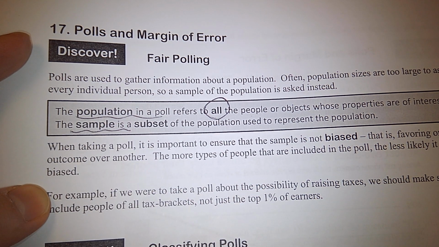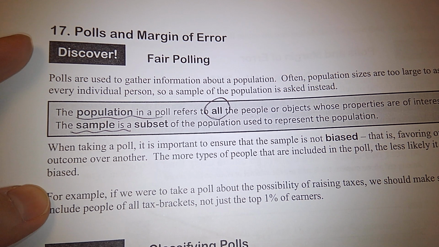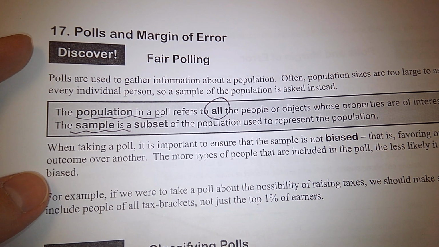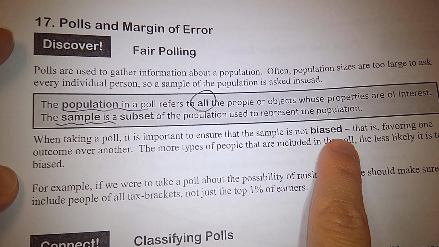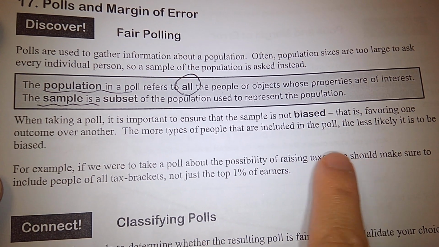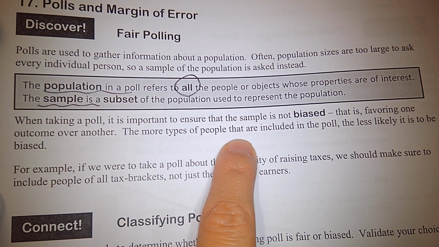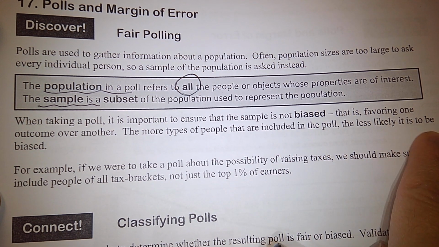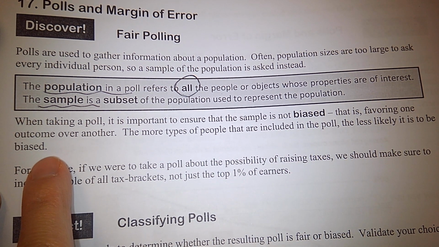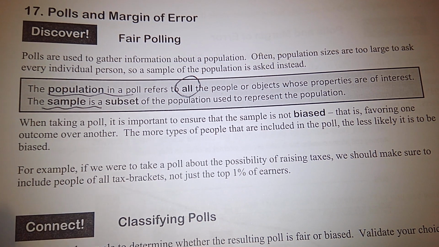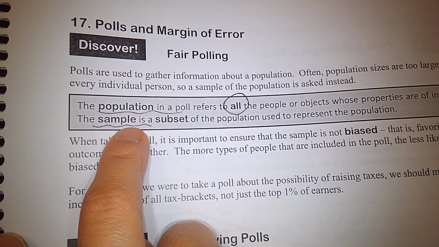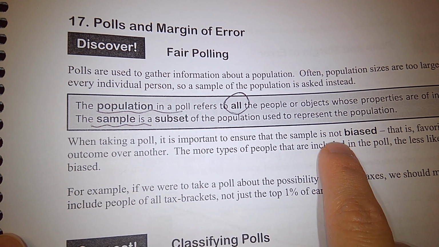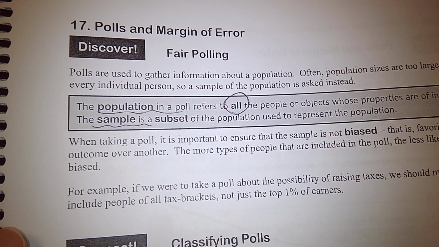Later, in the next 2 or 3 pages, we'll talk about the sample population and how to use some sentence to describe the answer. In order to not be biased, make sure the more types of people are included in the poll, the less likely it is biased. So the larger the size of the sample, the less biased it will be. This is on page 225.